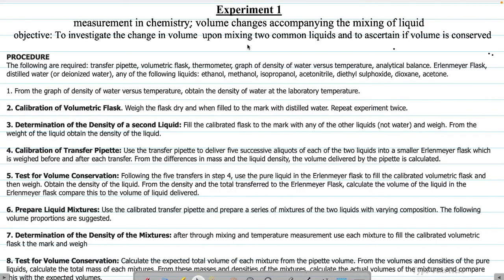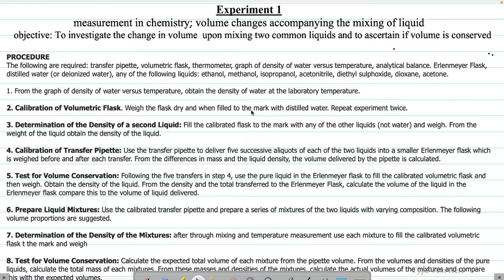In today's class, we're going to be looking at chemistry practical, experiment one. The title of the experiment is Measurement in Chemistry, Volume Changes Accompanying the Mixture of Liquids. The objective of this experiment is to investigate the change in volume upon mixing two common liquids and to ascertain if volume is conserved.